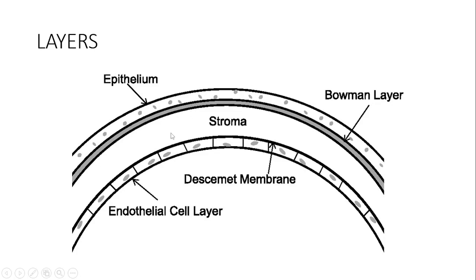The rest of the layers, once they get damaged, the cornea becomes scarred because there's no regeneration.